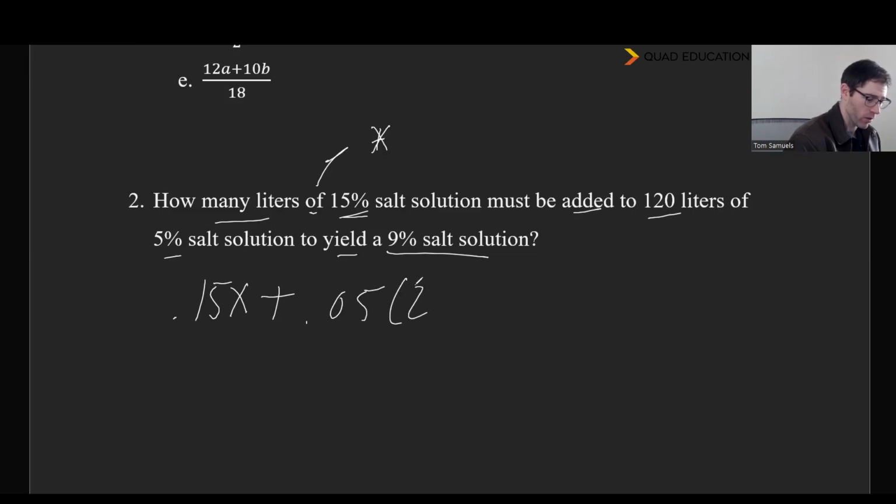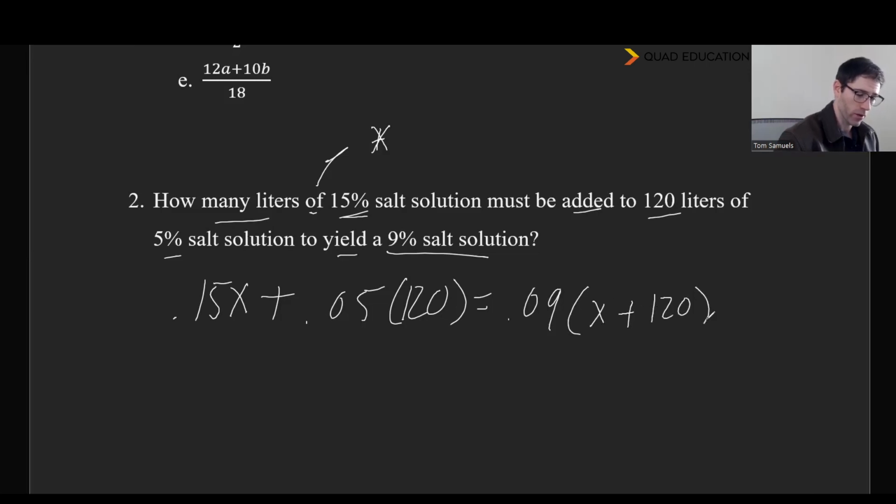times 120 equals, and now here's a really tricky part, 0.09 times what we added plus the 120. So really interesting there. So next we'd say, all right, well, what can we figure out? Well, 0.15x, that's pretty fixed. And then we'd say, all right, what's 5% of 120? So 10% of 120 would just be 12, and half of that is just going to be 6.